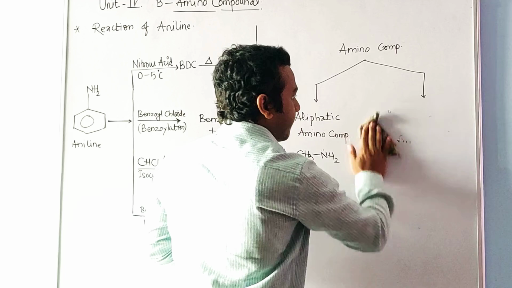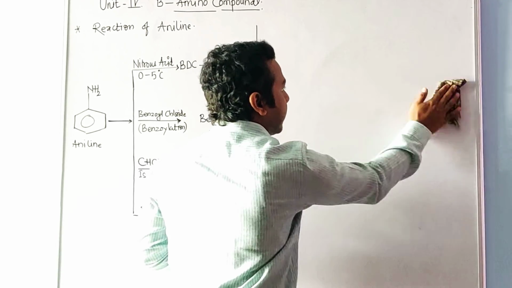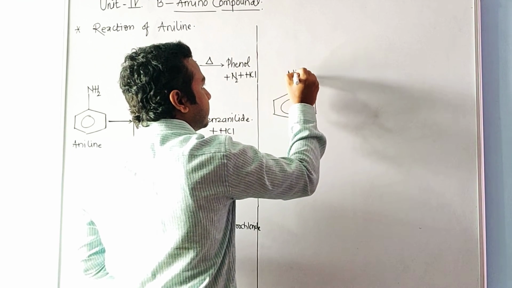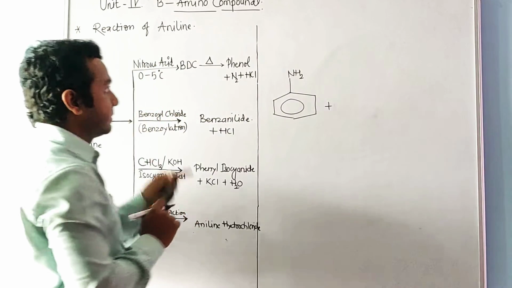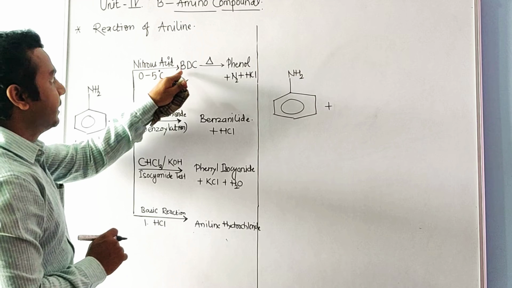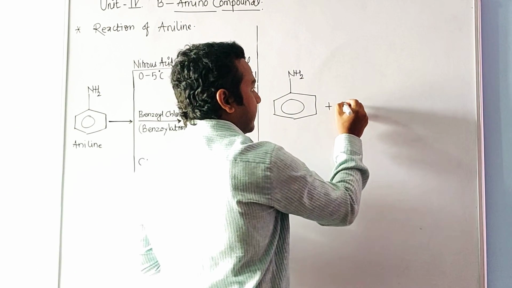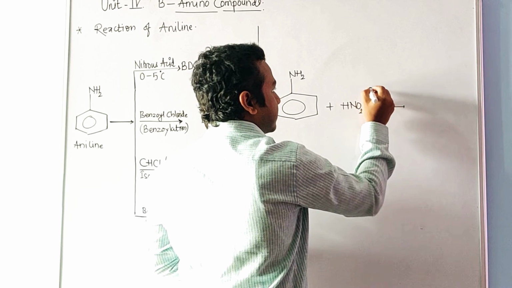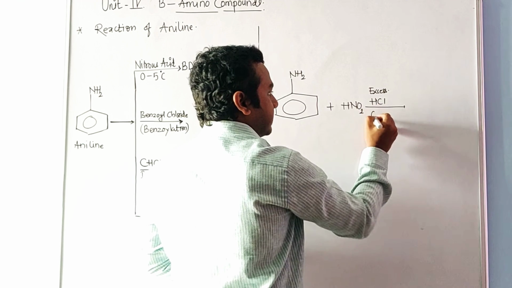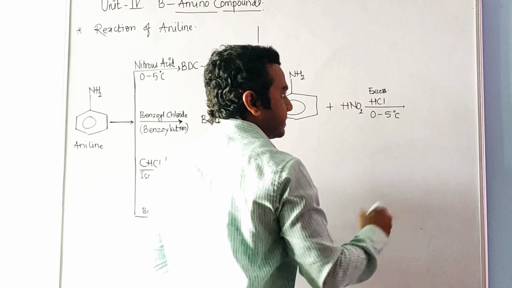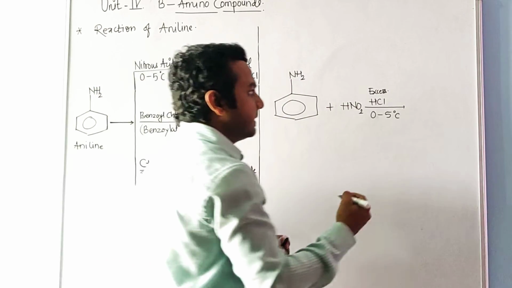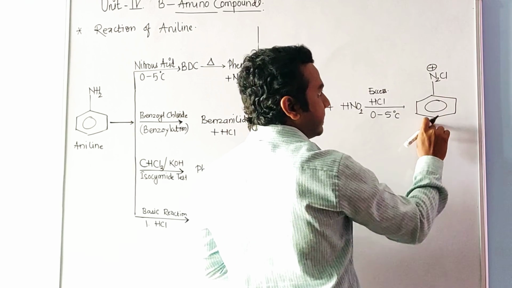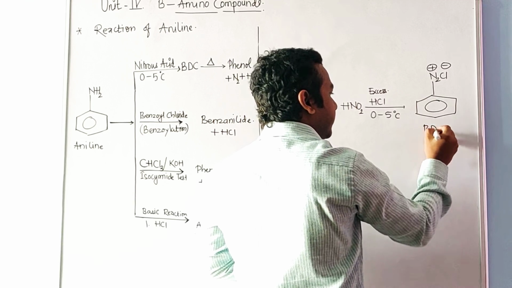Our first reaction is aniline when it reacts with nitrous acid. Aniline, C6H5NH2, when it reacts with nitrous acid, HNO2, in excess of HCl at 0 to 5 degrees Celsius, it produces BDC. What is the full form of BDC? It is benzene diazonium chloride.